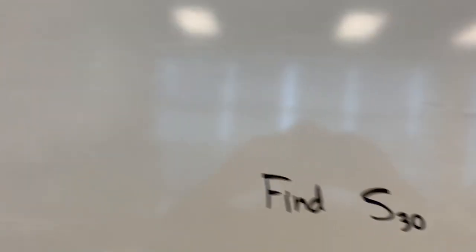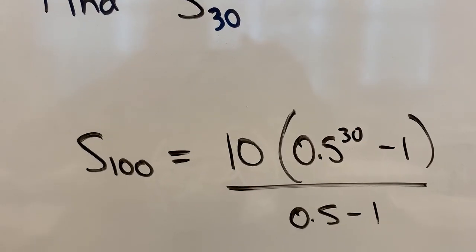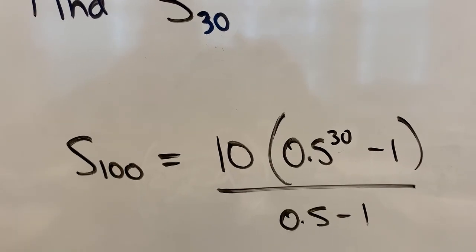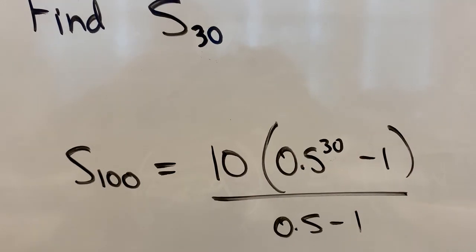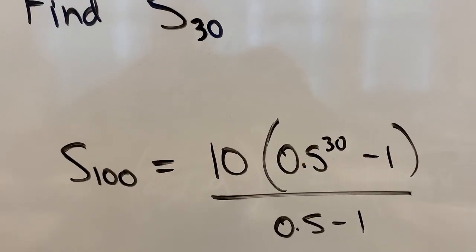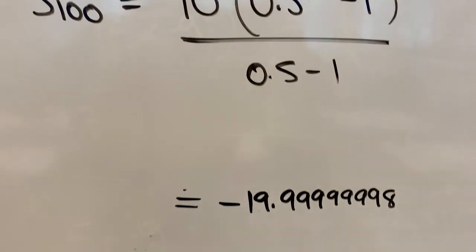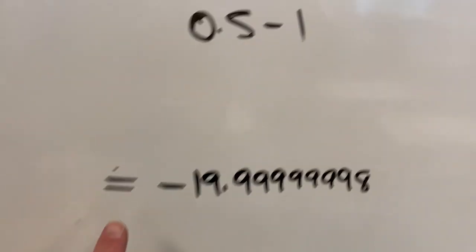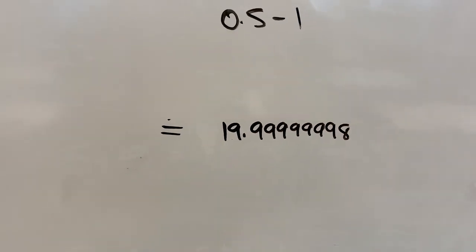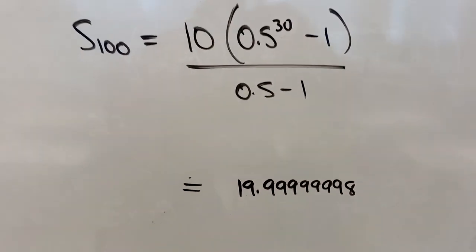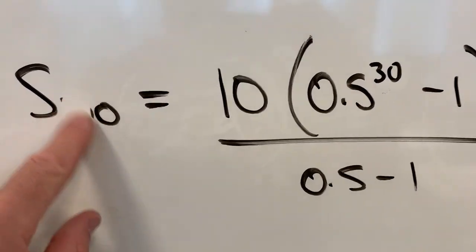Now, if I was asked to find S30 of the exact same series, so the same first term, same ratio, but now we're letting n be 30, so I use the same formula, let n be 30. If you do that on your calculator, you notice that 0.5 to the 30 is even smaller. In fact, it's very, very small, getting closer and closer to 0, but not quite 0. And so when I do this calculation, I get 19.99999998. Now, as you can imagine, and my apologies here, this should be a 30, not a 100.